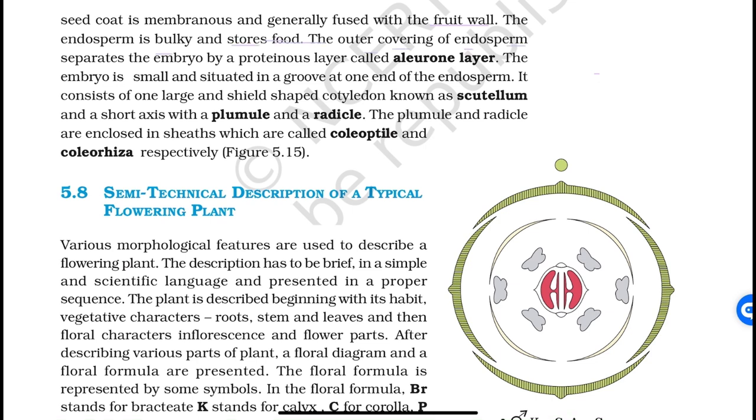The outer covering of the endosperm separates the embryo by a proteinous layer called the aleurone layer. The embryo is small and situated in a groove at one end of the endosperm. It consists of a large shield-shaped cotyledon known as the scutellum and a short axis with the plumule and the radicle. The plumule and radicle are enclosed in sheaths which are the coleoptile and coleorhiza respectively.